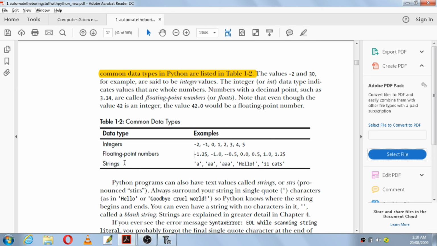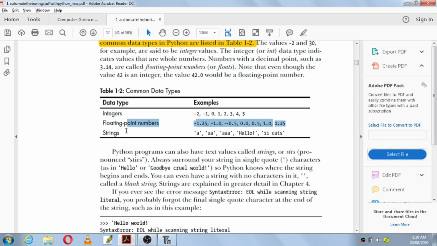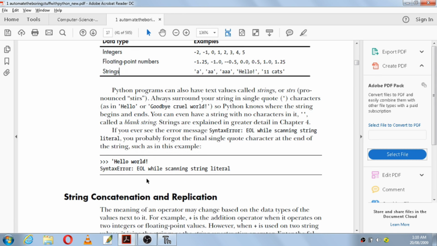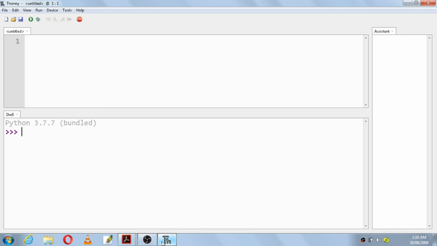The third data type they are making use of is strings. Strings are nothing but text values. Python programs can also have text values called strings, and they have to be enclosed in single quotes. If you are not enclosing them in single quotes, then they will result in an error. For example, let me open up the Thonny software. I'll put here a single quote, hello world, close the single quote, enter. So you'll get the string back.